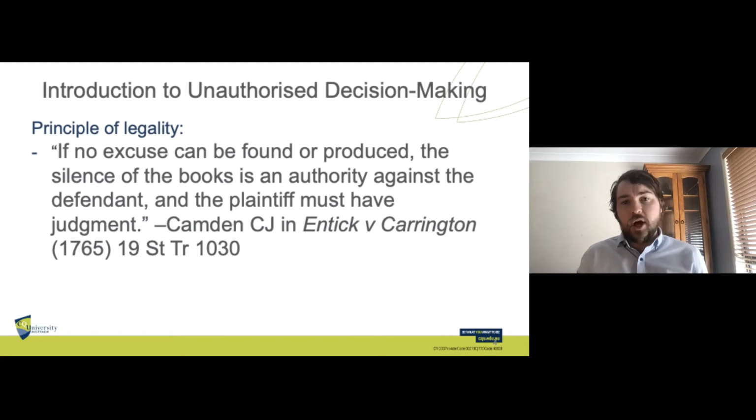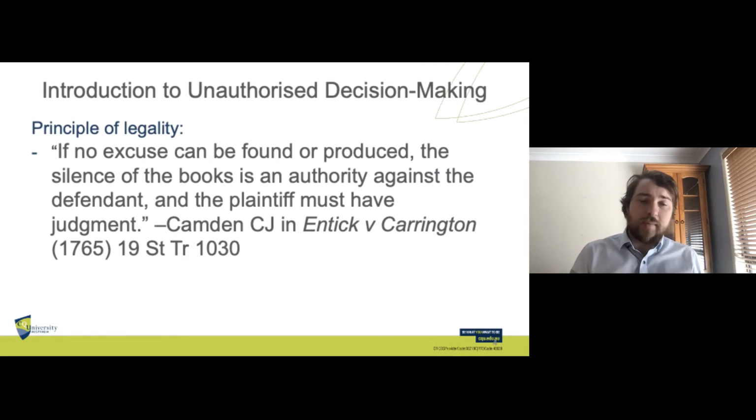Let's start our discussion of unauthorised decision making by revisiting the principle of legality, which we talked about in week 6. The way the principle of legality plays out in relation to unauthorised decision making is that a decision maker must be authorised to make a decision under a piece of law, under an enactment. So it's not the case that a decision maker can do anything unless there's a law that says they can't. It's the reverse. A decision maker can't do anything, can't make a decision unless there is a specific law that authorises them to make that decision.